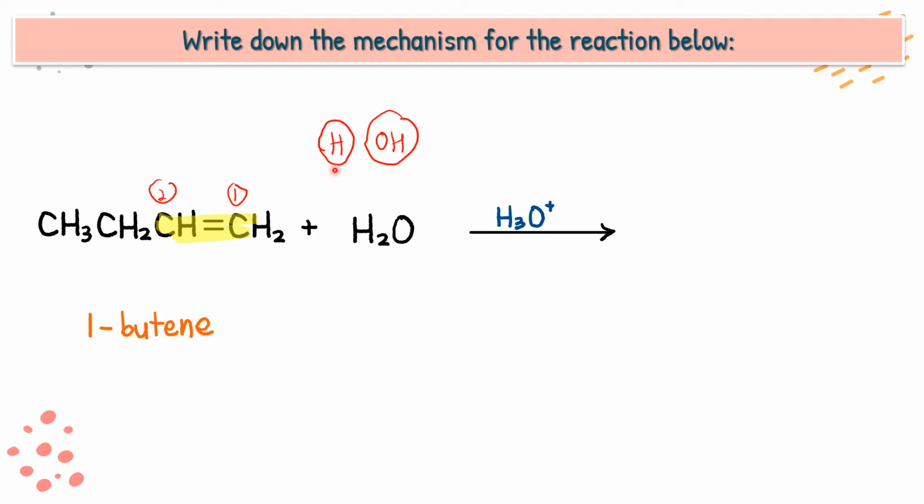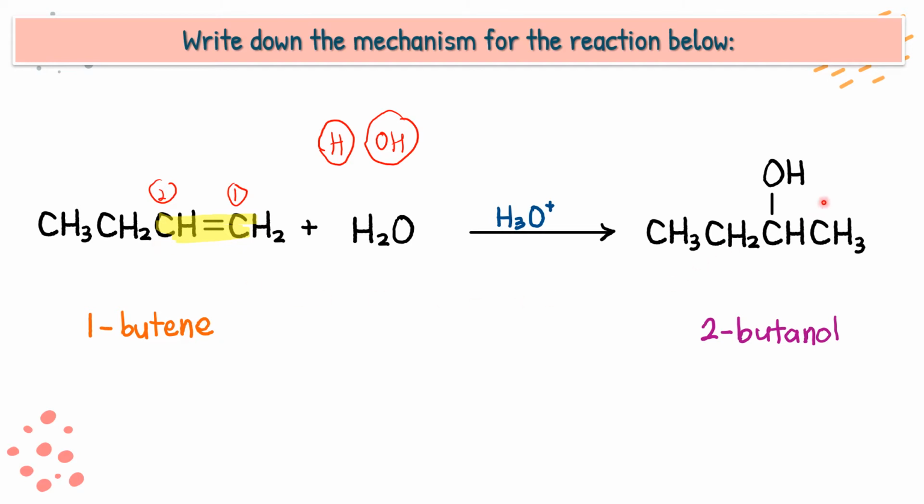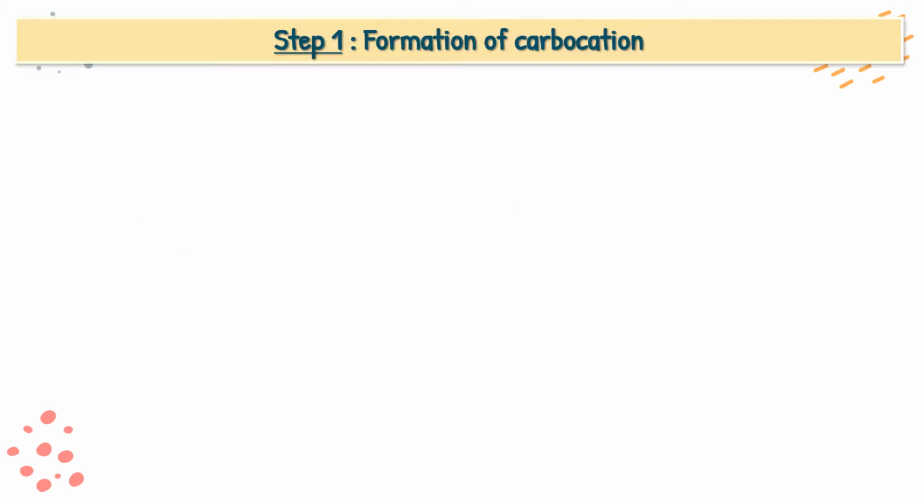Hydrogen will go to the carbon with more hydrogen atoms. Okay, jadi hydrogen akan pergi ke carbon mana? Hydrogen akan pergi ke carbon 1, OH akan pergi ke carbon 2. So, kita lukis kita punya produk and we get our product over here as 2-butanol. So, let's take a look at the hydration process of 1-butene to become 2-butanol. So, let's start with step 1, formation of carbocation.